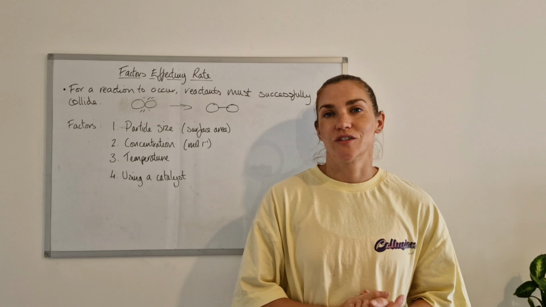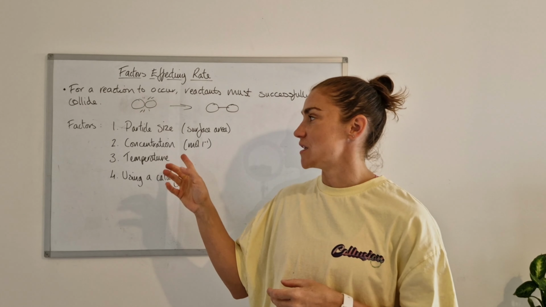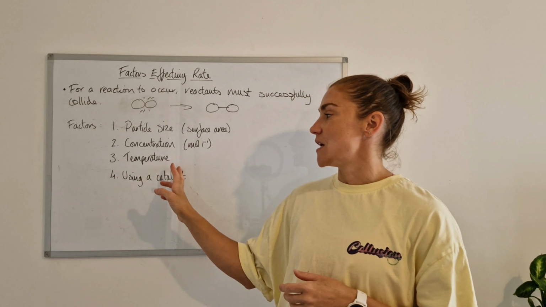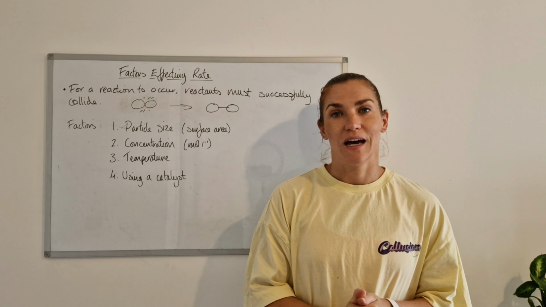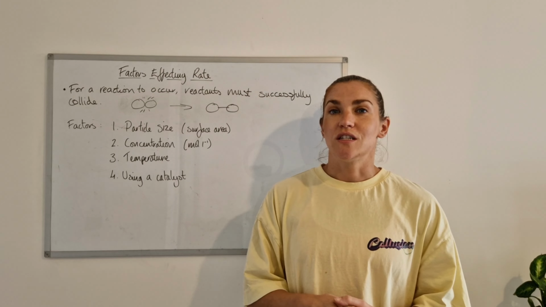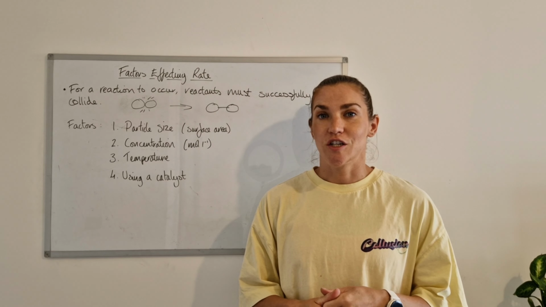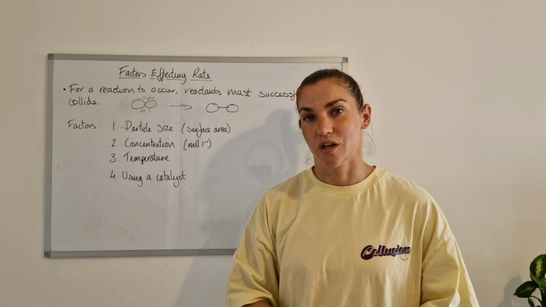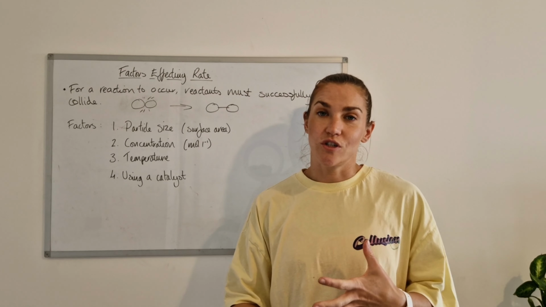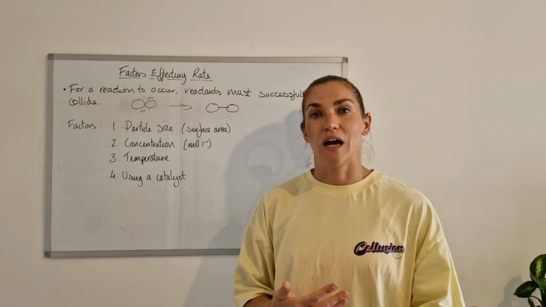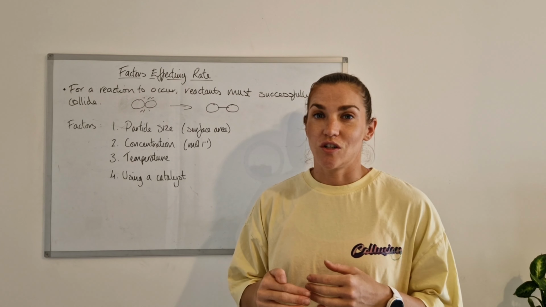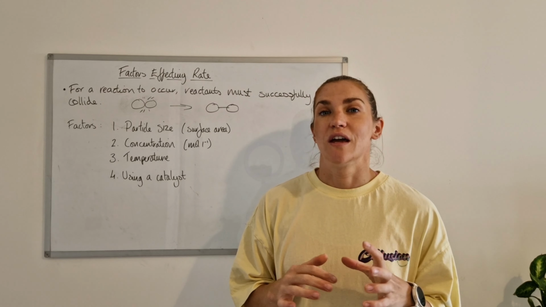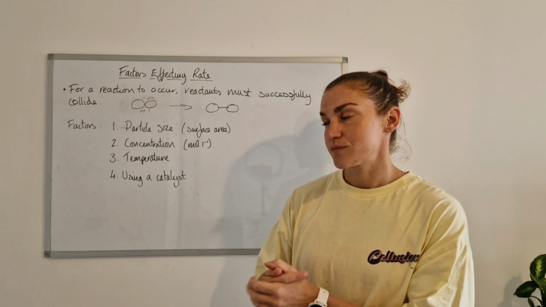There are a few factors that affect the rate of a reaction. They are particle size, concentration, temperature, and use of a catalyst. The reason all of these things affect the rate of a reaction is because they end up affecting the number of successful collisions that occur. So the more successful collisions we can create, the faster our reaction will be. If we change something that results in fewer successful collisions, then the reaction will slow down.